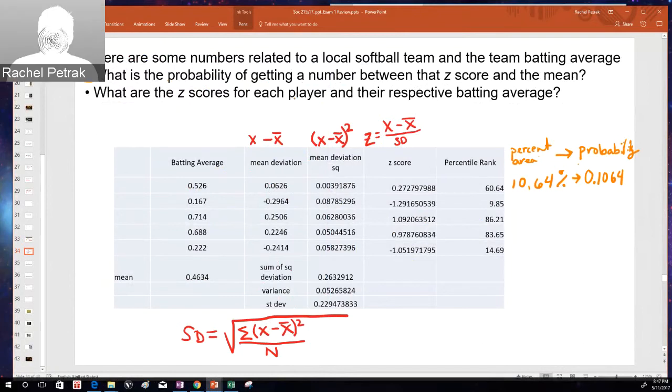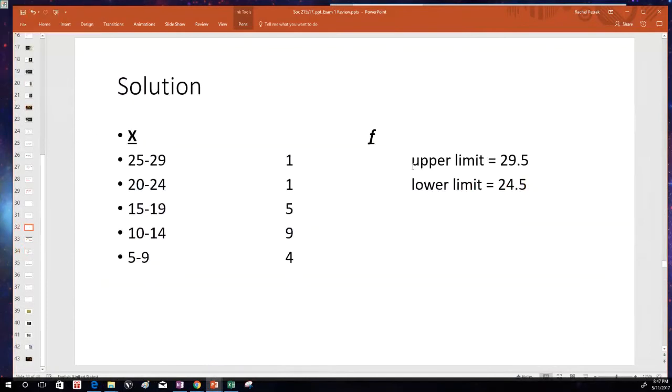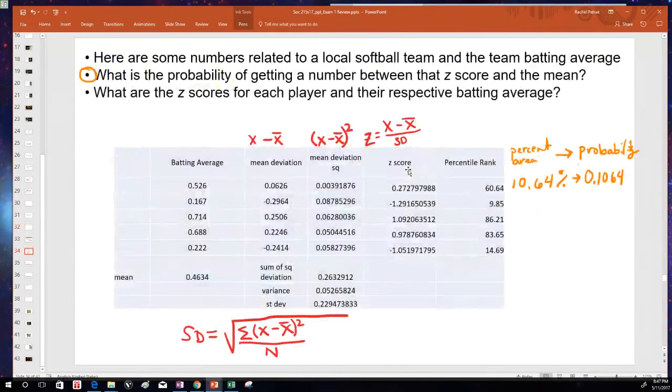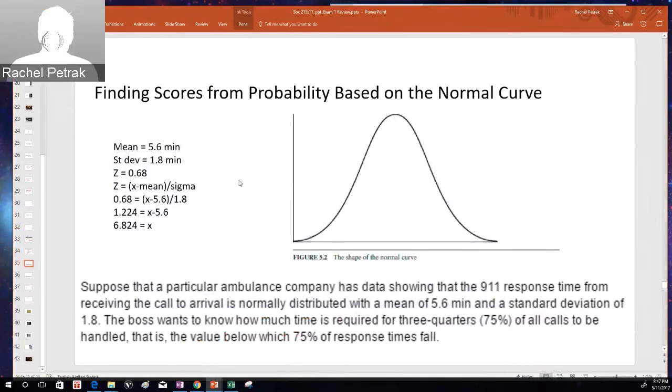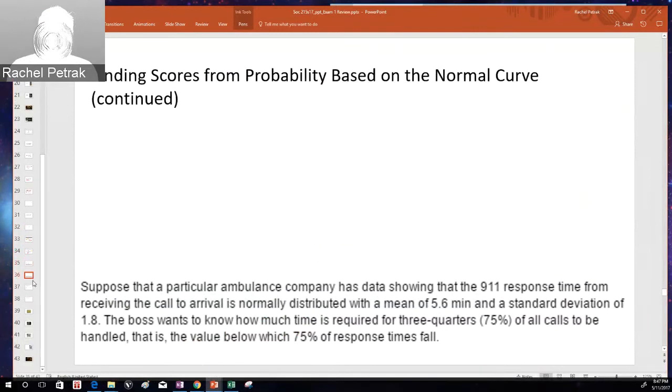And the z-scores, you should be able to find the z-scores and use them to draw conclusions like this. But we've already practiced that. So let me see what we have left in here.